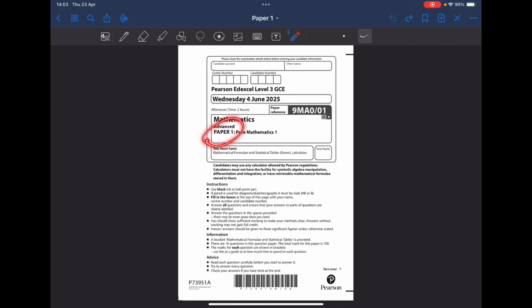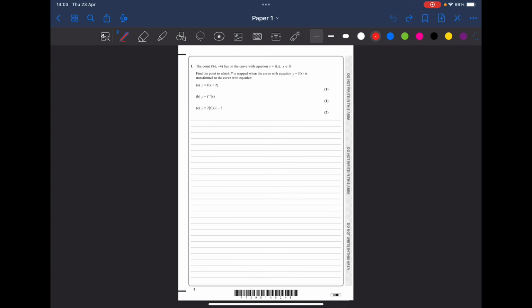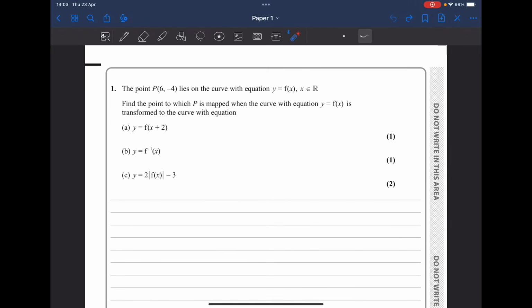Right, afternoon. Today we're going to do paper 1 from last year's Edexcel papers. So let's get going. First question. We've got a point P at (6, -4) that lies on some curve. Find the point to which P is mapped when the curve is transformed with these new equations.